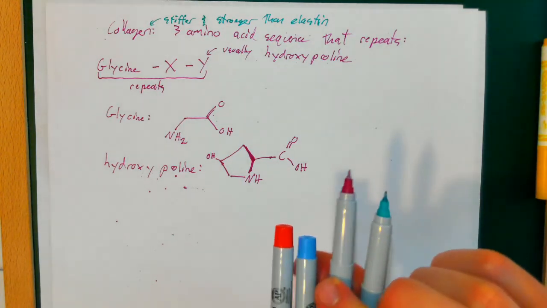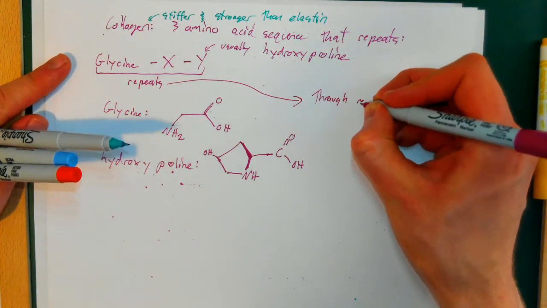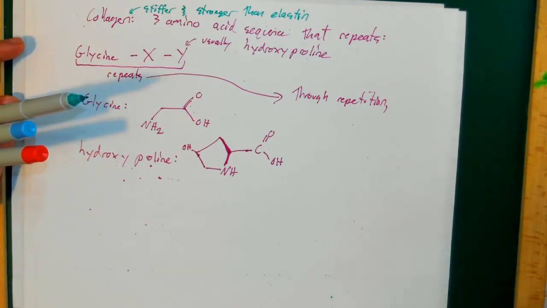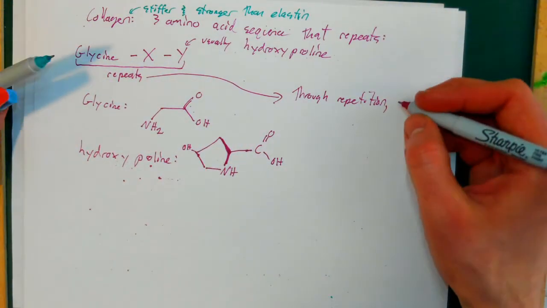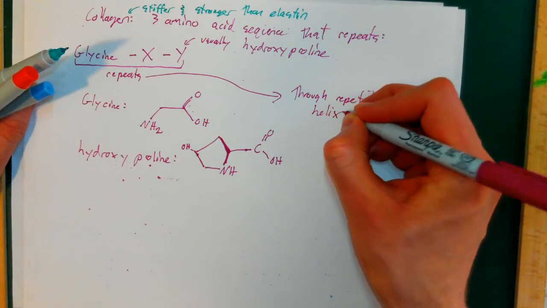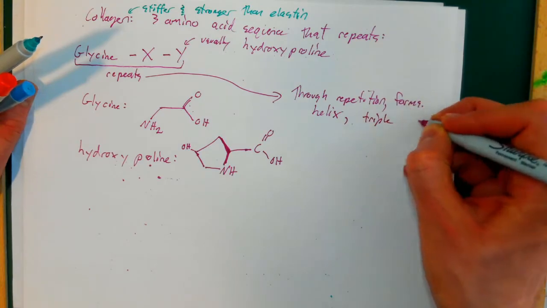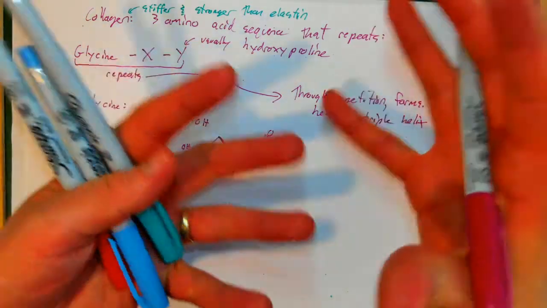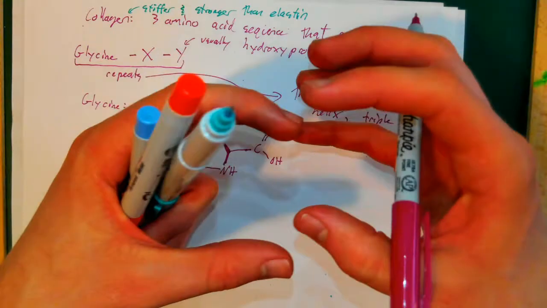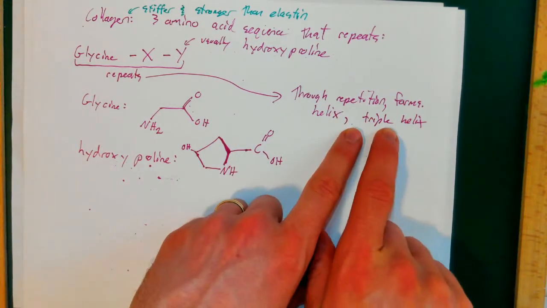So this basically repeats, and through its repetition, it forms a helix, and then 3 helices bind together to form a triple helix. And then these triple helices can then form bundles, and then those bundles or fibrils, and these fibrils can form fibers, and these fibers can form bundles, and you basically get this kind of hierarchical structure of things here. But basically, at its very base, it sort of has this triple helix.